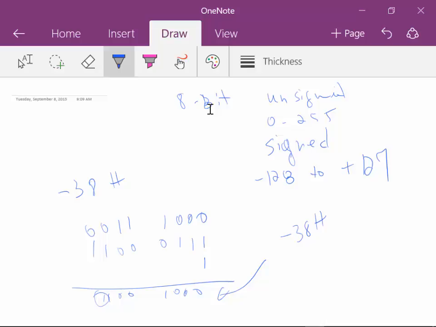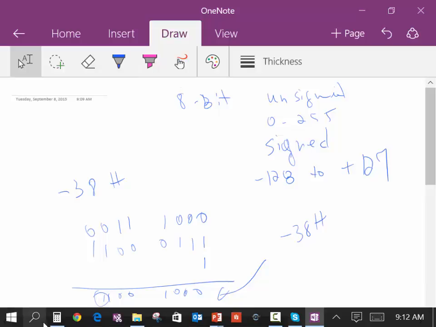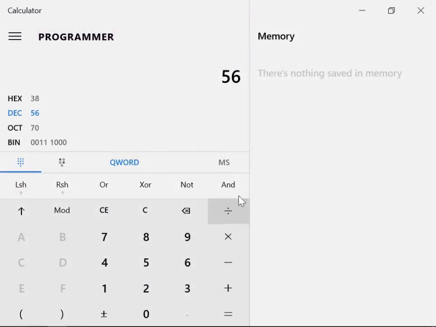Now, we're not talking about dealing with fractional numbers at this point. We're only dealing with plus or minus numbers that are integers. Now, if I go back to my calculator and I put in the number, first off, let's change this to a byte.